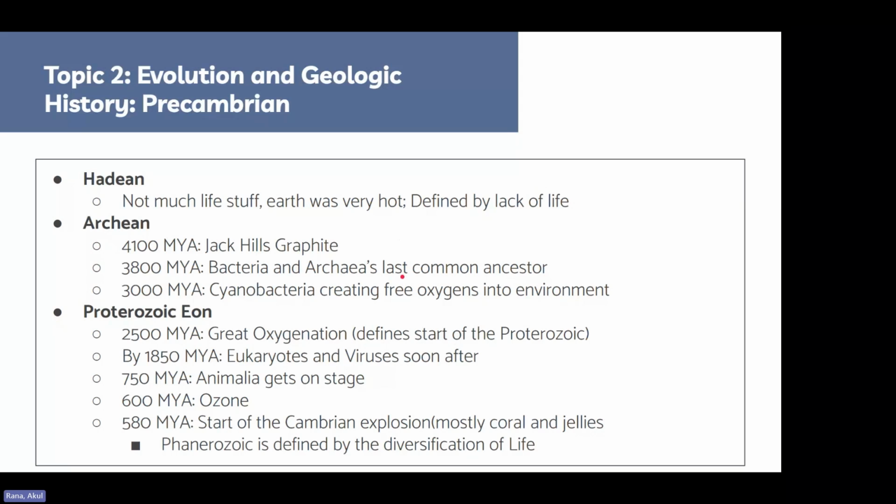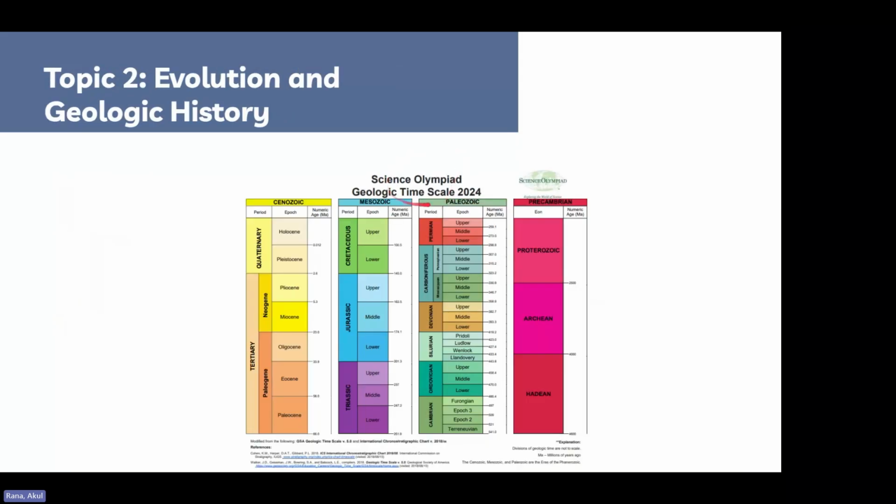When cyanobacteria, which are bacteria that can do photosynthesis, start producing a lot of free oxygen to the atmosphere, that's what really pushes us into the Proterozoic. Proterozoic is when Animalia starts coming, so there is life, but it's not very diversified. It's corals and jellies for the most part. But the Cambrian explosion is what sort of defines the Phanerozoic eon, because these three can be called the Phanerozoic. What defines it is that diversification of life, not just the fact that life exists, if that makes sense.